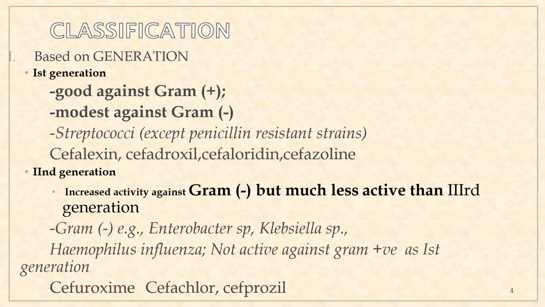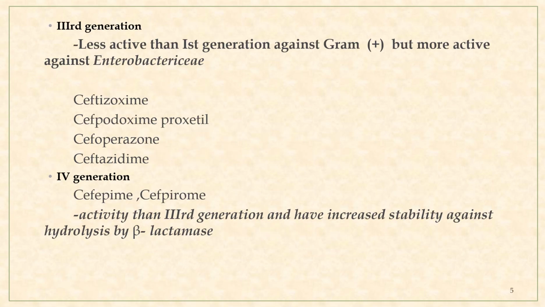Moving on to the classification based on generation. First generation examples are cephalexin, cefadroxil, cephaloridine, cefazolin. Second generation: cefuroxime, cefaclor, cefprozil. Third generation cephalosporins are ceftizoxime, cefpodoxime proxetil, cefoperazone, ceftazidime. Fourth generation: cefepime, cefpirome.